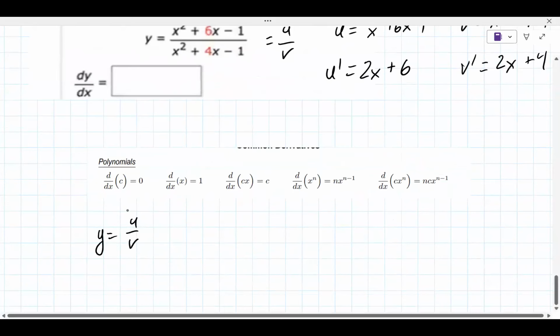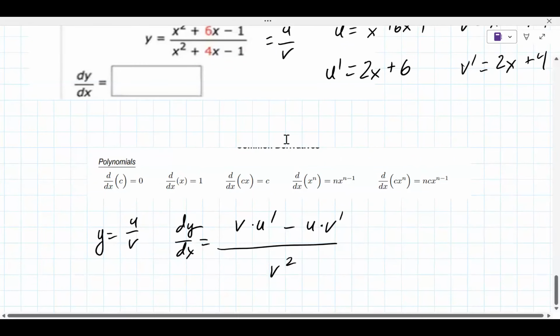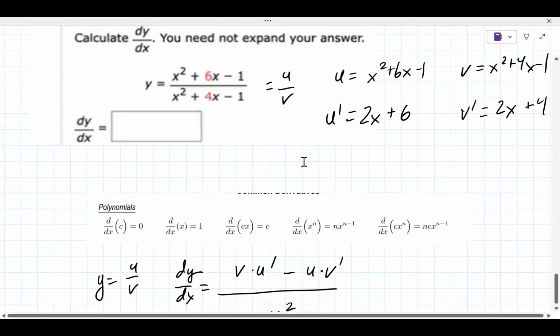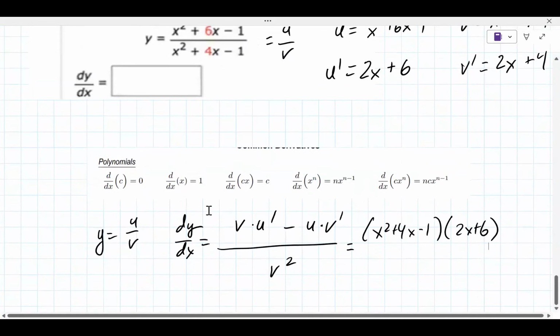Okay, so now the quotient rule, the derivative dy dx is the bottom times the derivative of the top minus the top times the derivative of the bottom, over the bottom squared. Now you're just putting in for those, you're putting in for v. V is x squared plus 4x minus 1. Your u prime is 2x plus 6. I'm running out of space here. Let me see if I can move all this over.